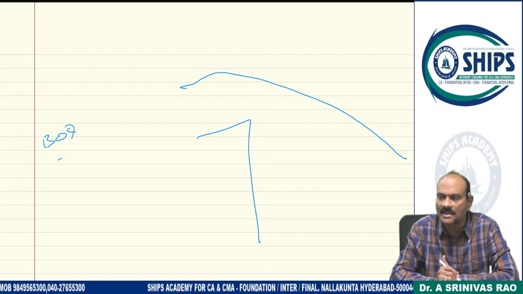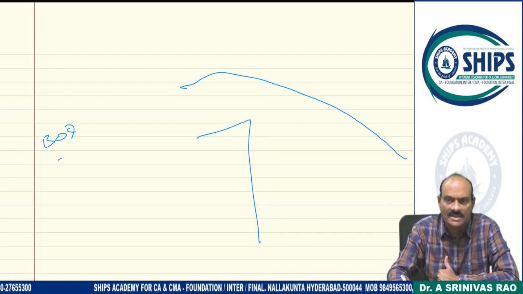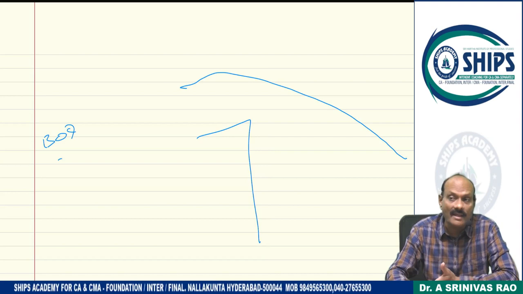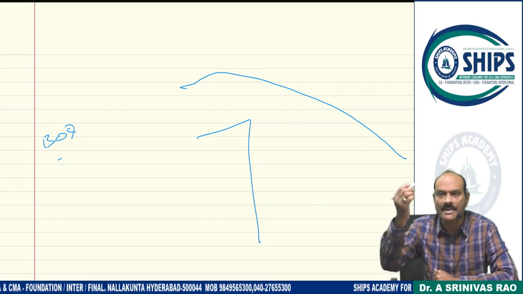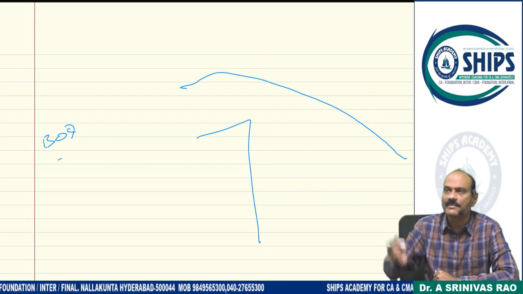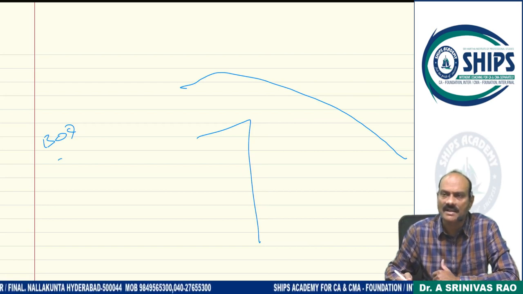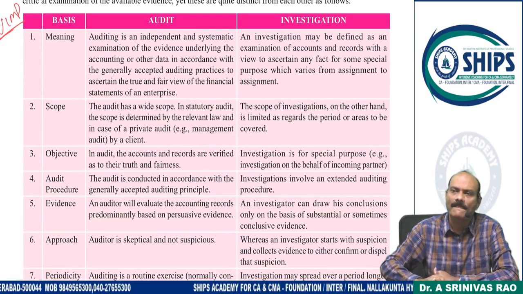The investigator's report is always a private document. It is not a public document. It is for management to know what's going on here, to take a corrective course of action. That's it. Auditor's report is a public document. It is available in the public domain. But the investigator's report is not a public document. So keep these few lines always in mind.